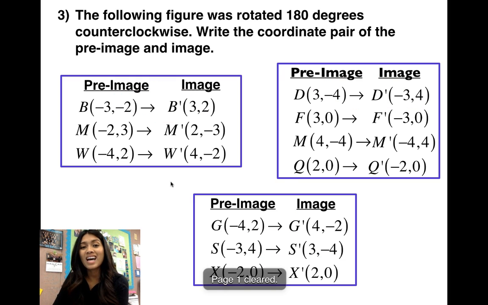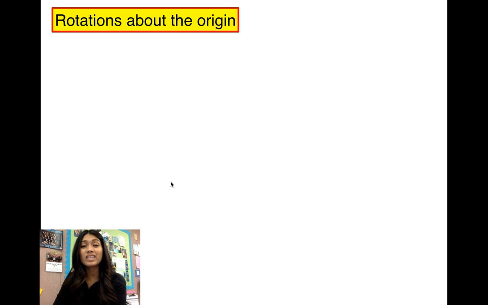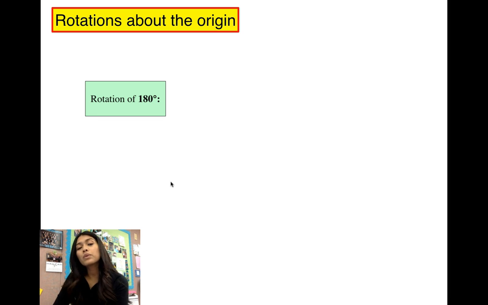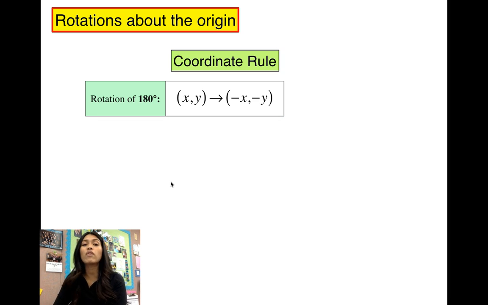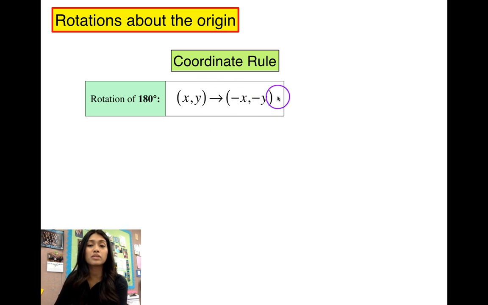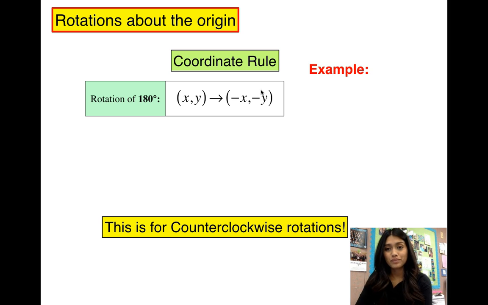Okay, so with that said, let's write that into our notes. When we're rotating a figure 180 degrees, the coordinate rule is going to be the following. X, Y will give you the opposite of X and the opposite of Y. So here are some examples. 2, -3 would become -2, +3. So we're taking the opposite of the X, the opposite of the Y.